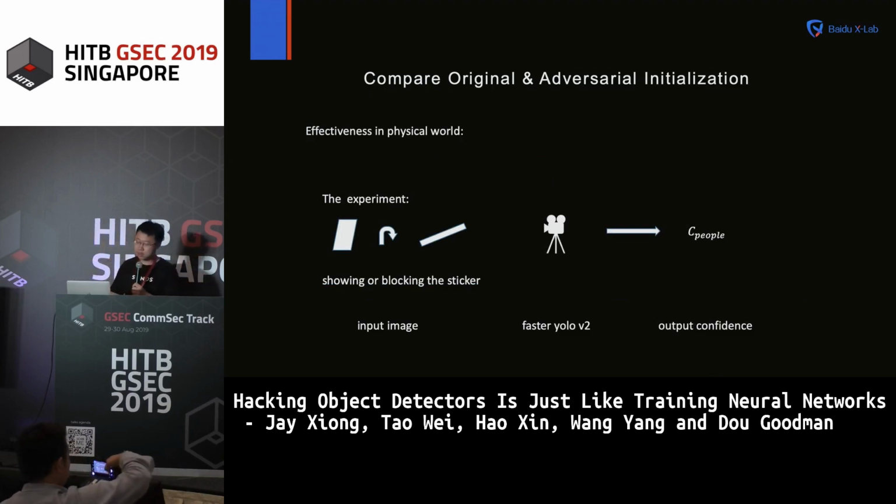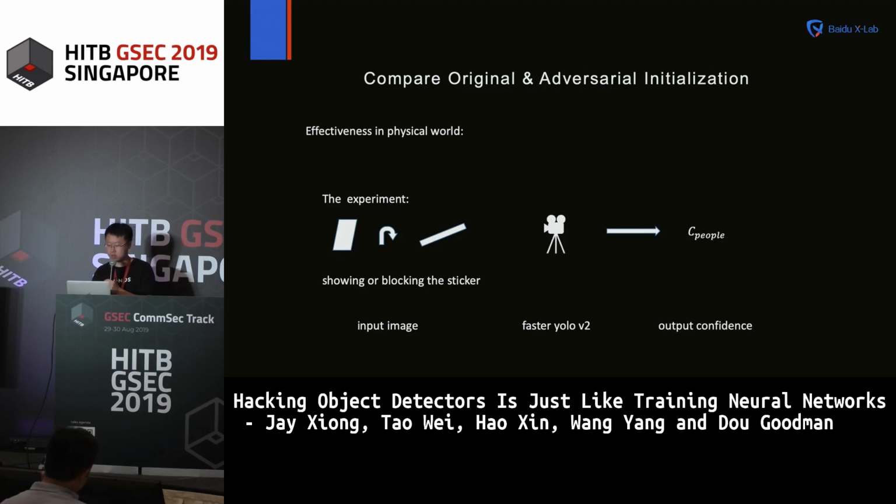As I said, to hide people from the object detector is to show the sticker. But how do we measure its effectiveness? In one case, we show the sticker right in front of the camera, and then we use a hand or some other trick to block it, like not showing it at all, and see the model output and what their differences are.